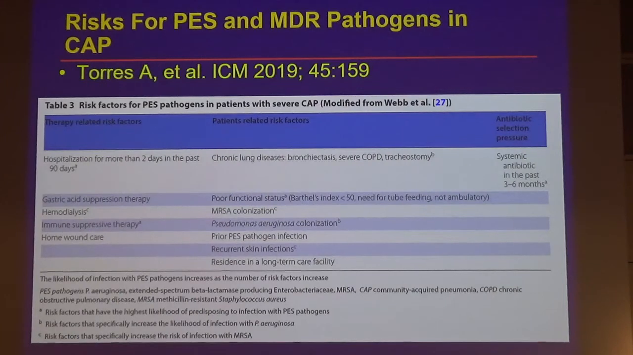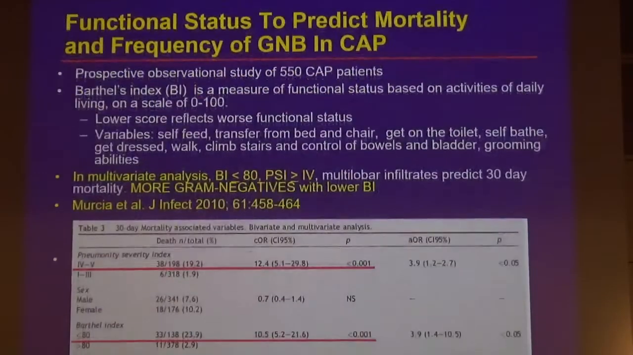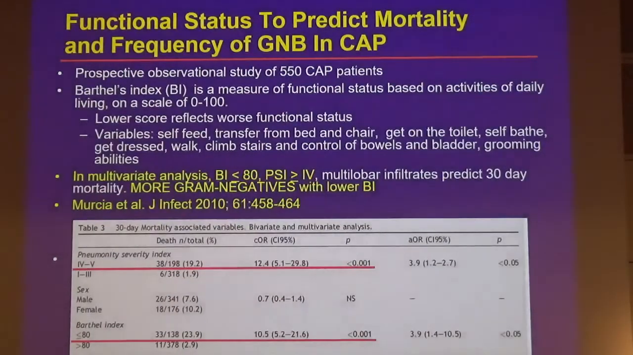So in a review article that we just did a few months ago for Intensive Care Medicine, we identified the risk factors for the PES and MDR pathogens, and they fall into 3 categories. There are therapy-related risk factors, patient-related risk factors, and then antibiotic selection pressure. And all of these are factors that you need to consider in every patient to define the potential for them having MDR pathogens. Functional status is another important risk factor to consider.